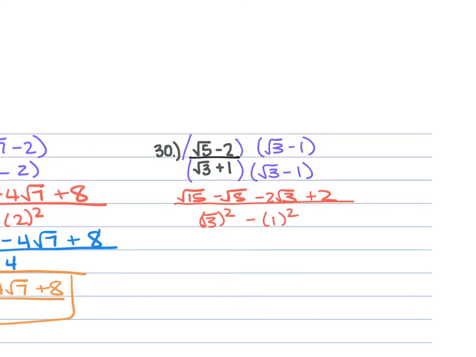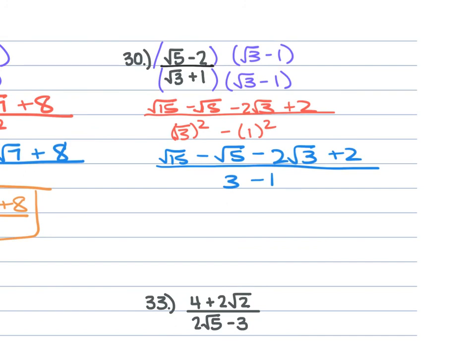So your top again is not going to change. Square root 15 minus square root 5 minus 2 square root 3 plus 2 all over 3 minus 1. So this whole numerator is going to be over 2. So we're going to have the square root of 15 minus the square root of 5 minus 2 square root 3 plus 2 all over 2.